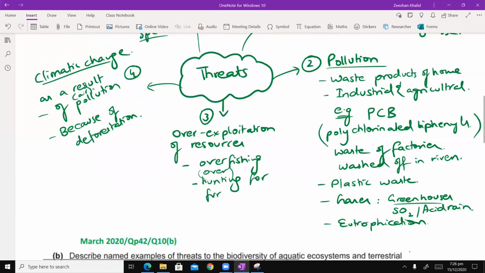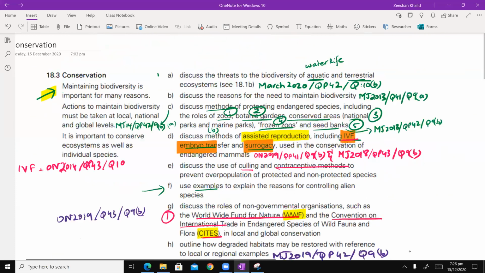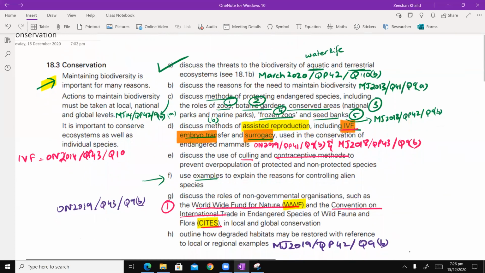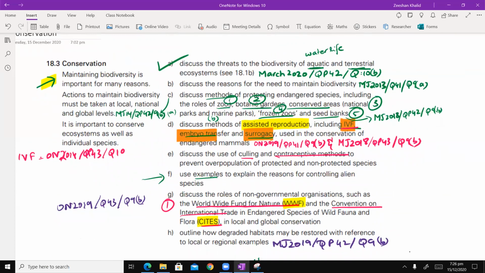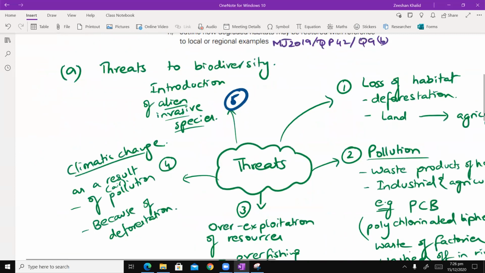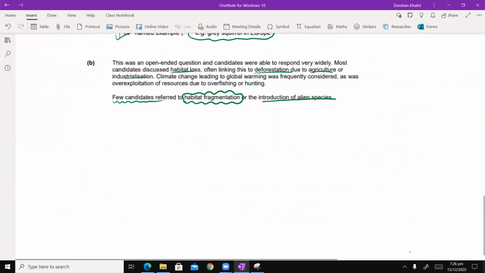ठीक है जी, तो चलें जी, this gets rid of the first part, which is discuss the threats to biodiversity of aquatic and terrestrial ecosystems. Now let's come to the next part, which is, why do we need to conserve? क्या मुसीबत पड़ी हुई है हमें, क्या हमने क्यों ठेका लिया हुआ कि हम इसको biodiversity को maintain करें? What are the reasons? Okay, so let's try and understand the reasons, and then inshallah again I will come to one of the papers for this.